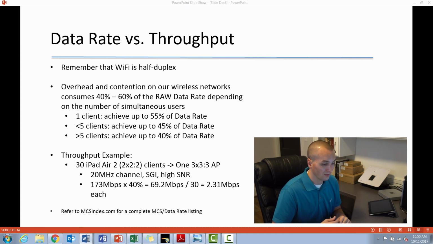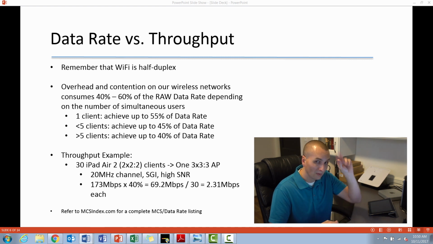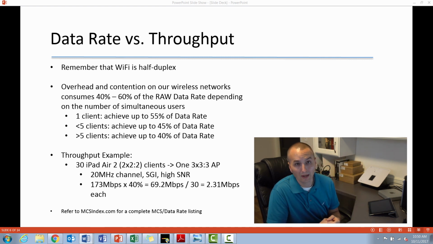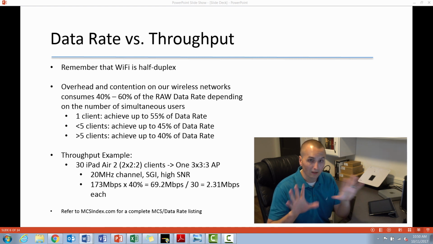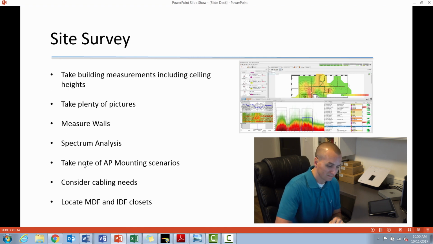That translates out to 69 megs. But you've got 30 devices using that 69 megs. So in actuality, what was a data rate of 173 megs actually translates out to 2.31 megs per second of throughput. So I just wanted to compare and contrast those two. That sometimes is a confusion for folks. I wanted to make sure we talked about that.